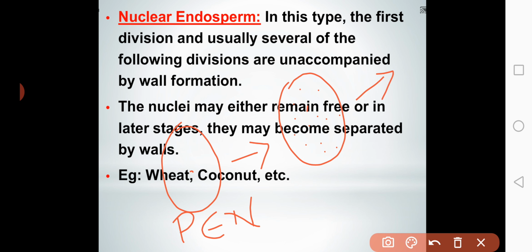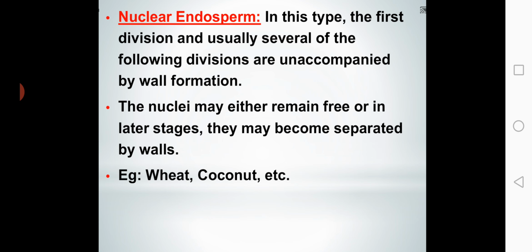Later on, a central vacuole develops so that all the nuclei migrate to the peripheral position. This type of endosperm formation is called nuclear endosperm. Here only nuclear division takes place. The nuclei may either remain free or in later stages they may become separated by walls.